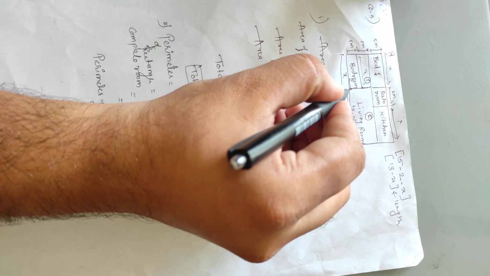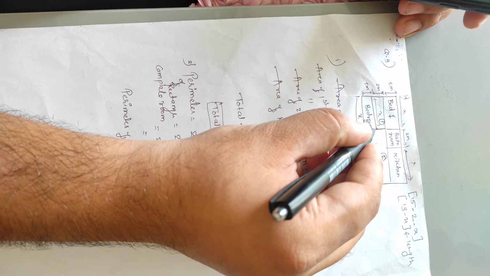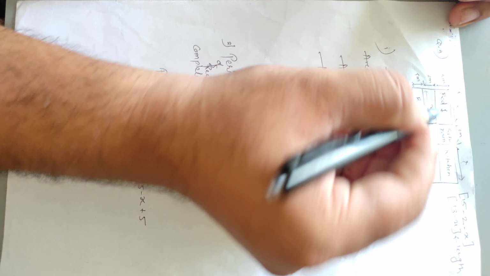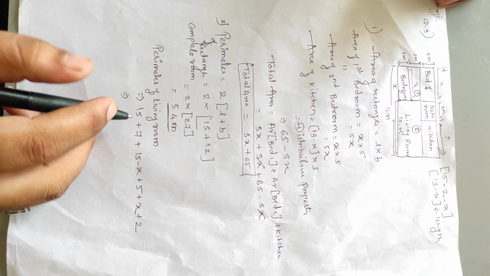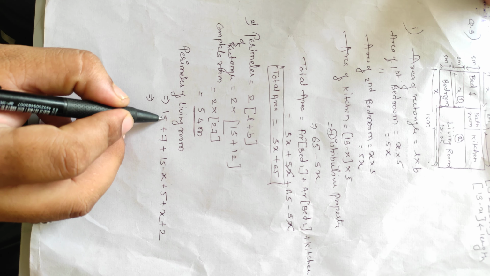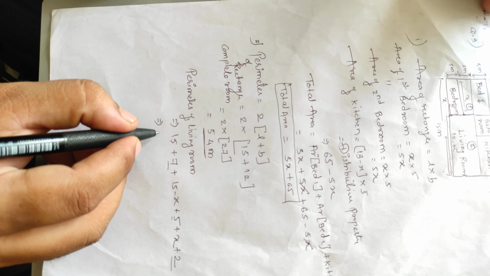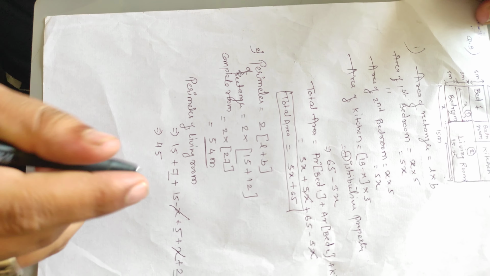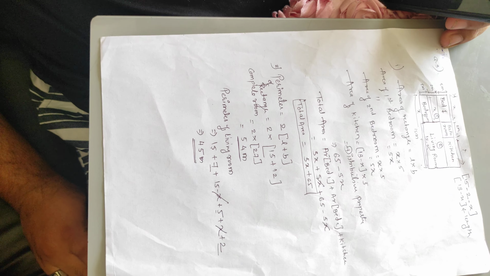Now you walk around this line again here. How much is this distance? This is 5 meters, so plus 5. How much is this distance? This is x. Understood? And how much is this distance? This is plus 2. So we have to calculate this total. 15 plus 15 is 30, plus 7 is 37, plus 5 becomes 45. This x and this minus x get cancelled. So this is the total perimeter of the living room.